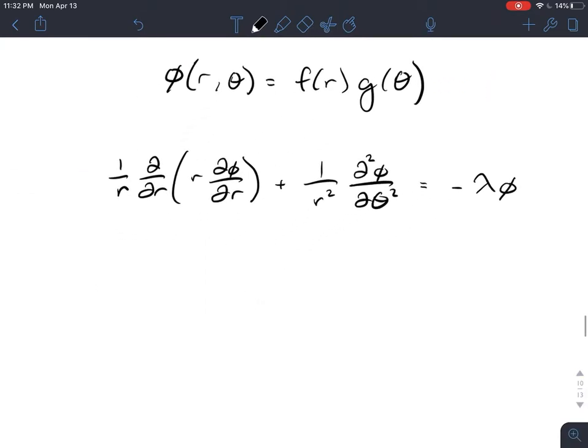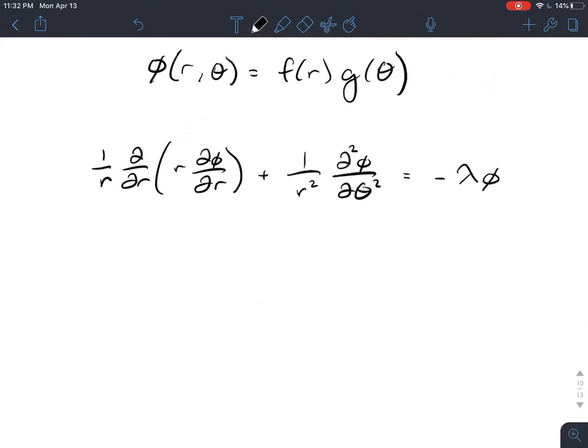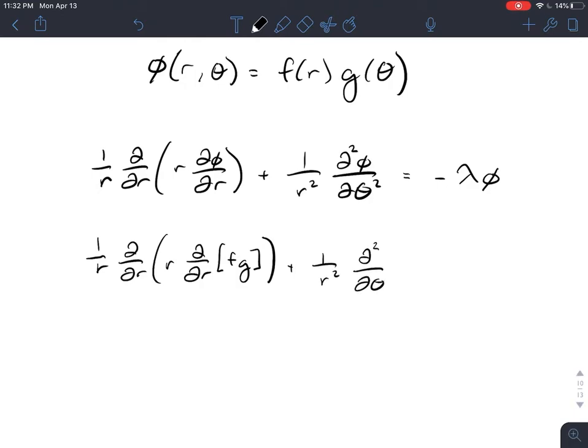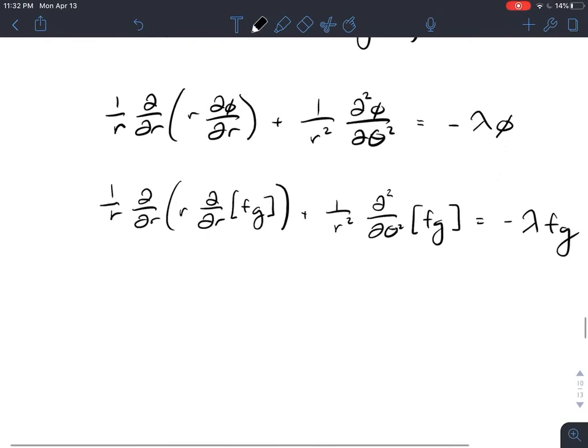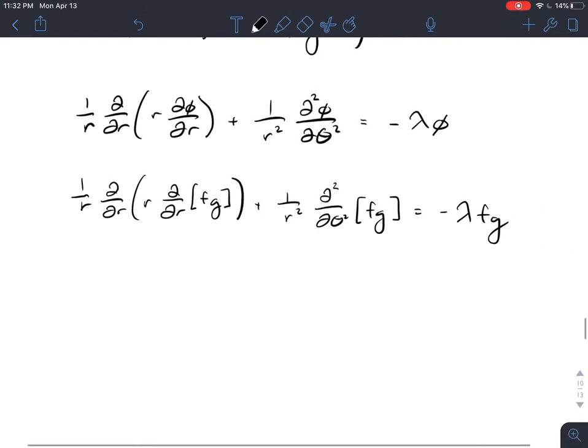So plugging in the definition for f and g, so the definition for phi, into this equation, we find 1 over r d/dr of r f prime g plus 1 over r squared f g theta theta is equal to negative lambda f g. So what I'm going to do now is divide both sides by f g.